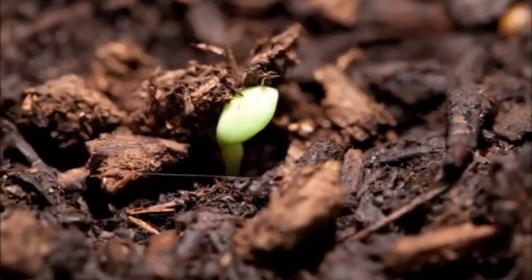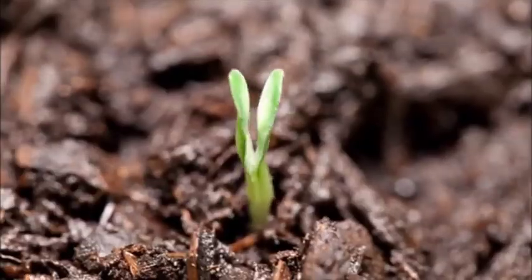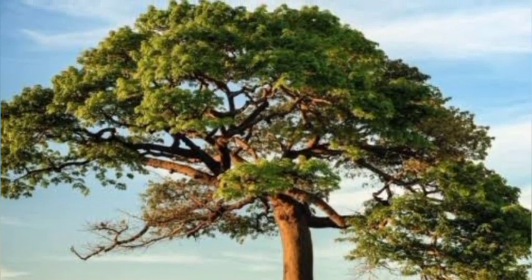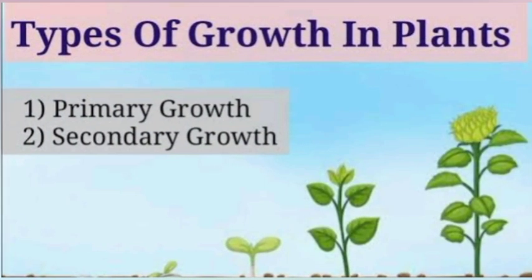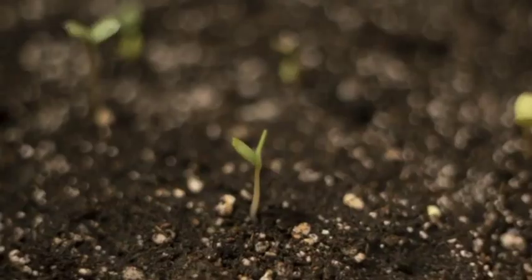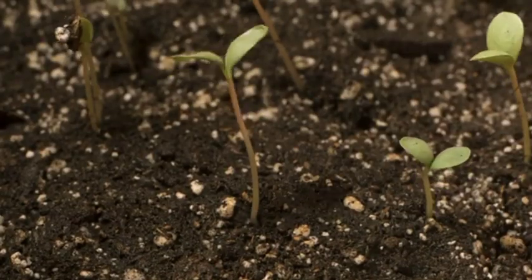Growth is a change that occurs in living things in the form of an increase in the number of cells and their size, in the form of volume, mass and height. There are two types of growth in plants, namely primary growth and secondary growth. The following is the difference between primary growth and secondary growth.